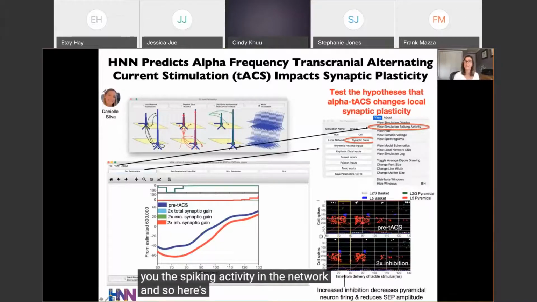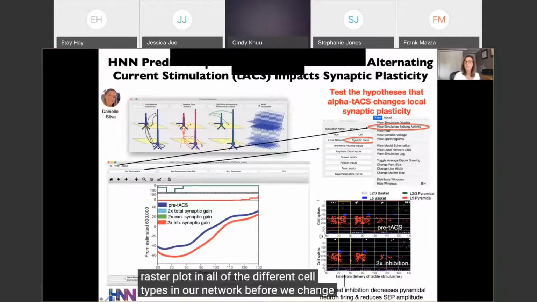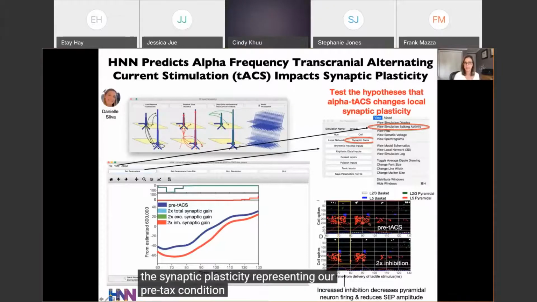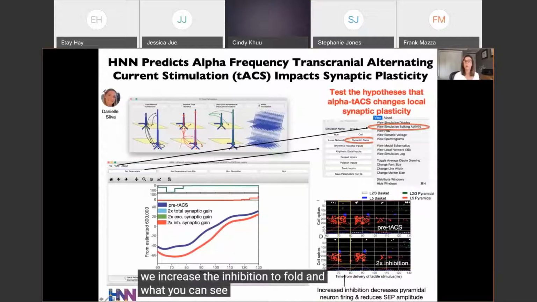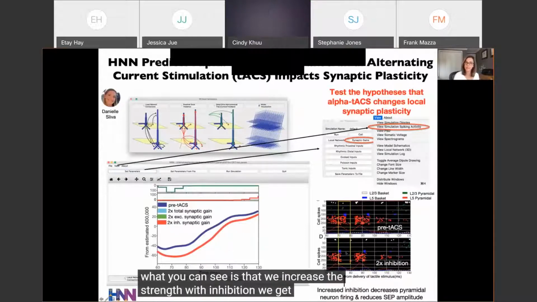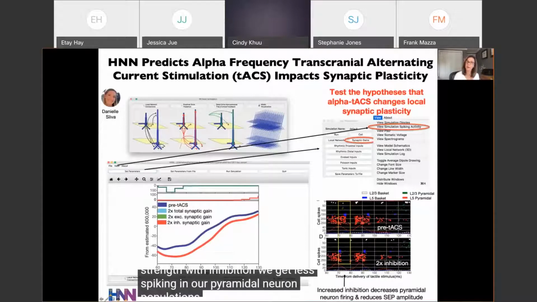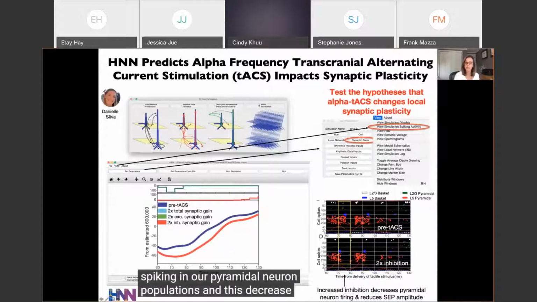And so here's the spiking activity as a raster plot in all of the different cell types in our network before we change the synaptic plasticity, representing our pre-stimulation condition. And then once we increase the inhibition twofold, what you can see is that as we increase the strength of inhibition, we get less spiking in our pyramidal neuron populations. And this decrease in spiking corresponds to a lower amplitude evoked response.